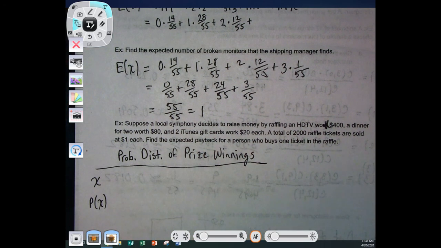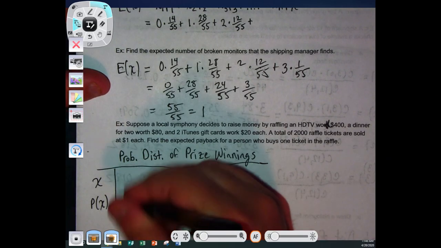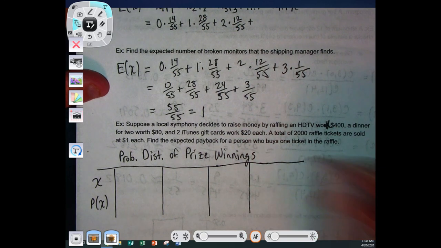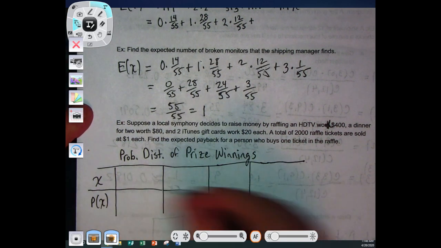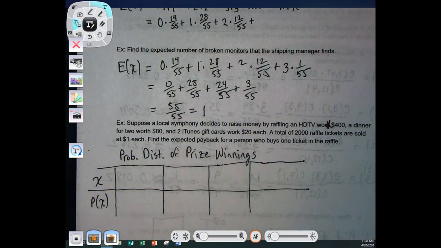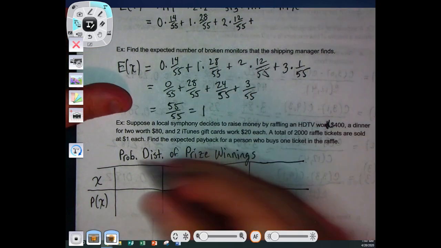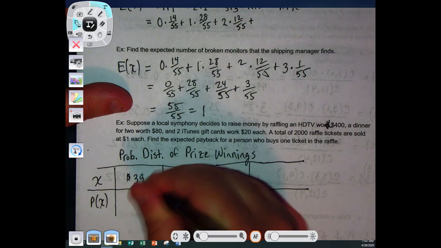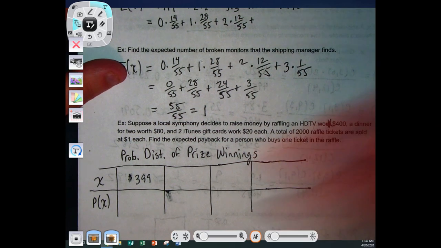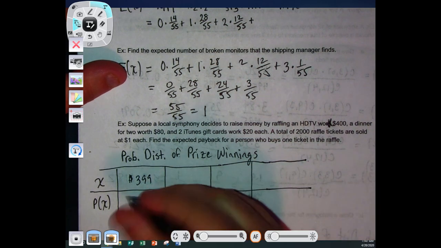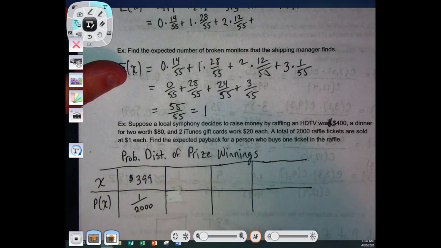Well, how many prizes are there? Well, how many possibilities are there? Well, there are 4. Because if you think about it, x represents here how much you would win based off of that, right? So the TV, it's worth $400. If I put $1 into it, I would expect a payback of $399. So if there's one raffle ticket drawn for a winner, the probability would be 1 out of 2,000.